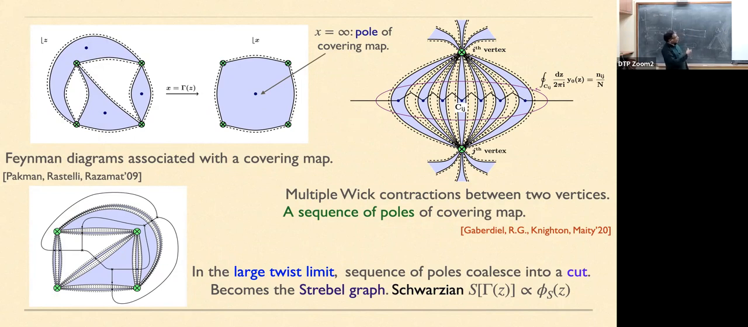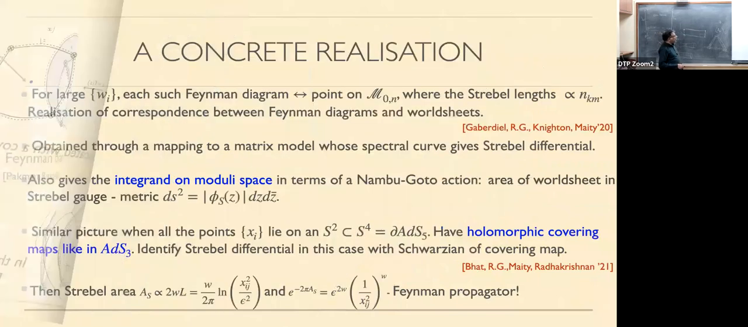So the Lunin-Mathur prescription can be thought of as a sum over Feynman diagrams, which gives rise to the world sheet, and you get the Strebel differential of this, which is related to the covering map through its Schwarzian. So very naturally, this Strebel differential, which I pulled out of a mathematical hat as a very natural thing, comes in this problem through a very natural quantity that arises in the computation of the Feynman diagram, namely the Schwarzian of the covering map, which is also a quadratic differential and also has very nice properties.